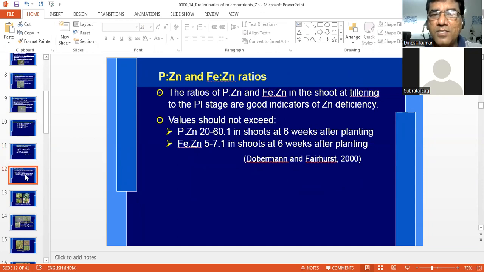Now, P and zinc and iron and zinc ratios are also important, as I discussed in one system that was trees. The ratio of P and zinc and iron and zinc in the shoot at tillering to panicle initiation stage are good indicators of zinc deficiency. They interact in the soil, they also interact in the plant system. The P to zinc ratio should not exceed 20 to 60 to 1 in shoots at 6 weeks after planting. If the value exceeds this, then the level of zinc will be lower in the plant system. Iron to zinc is 5 to 7 to 1 in shoot at 6 weeks after transplant.